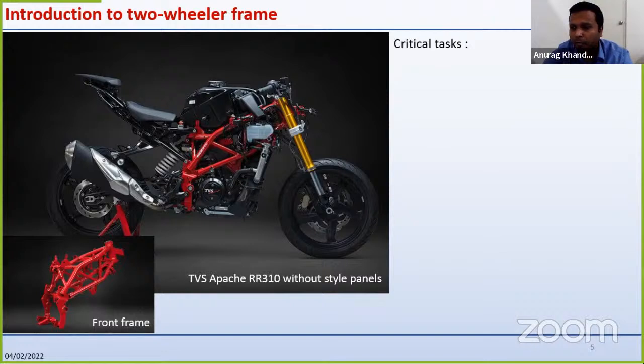Before going to the next slide, I would ask the audience to think about what are the different tasks a frame has to do. Apart from the obvious thing, that it carries parts, just take a pause and think about it yourself. Then I'll try to explain.